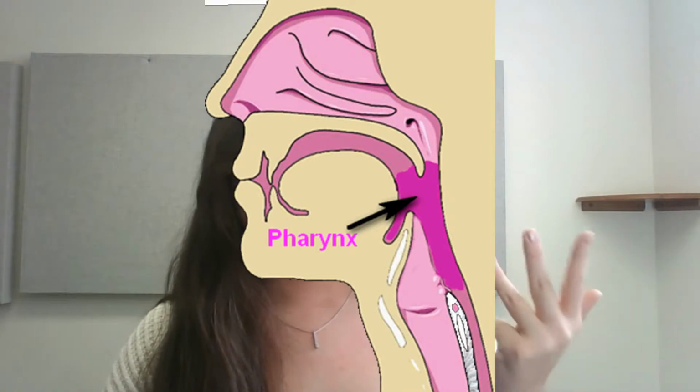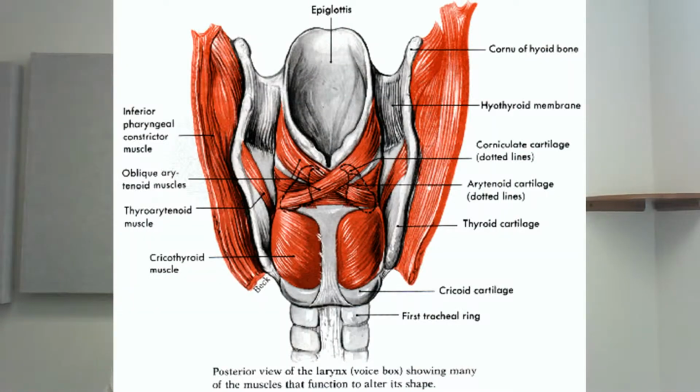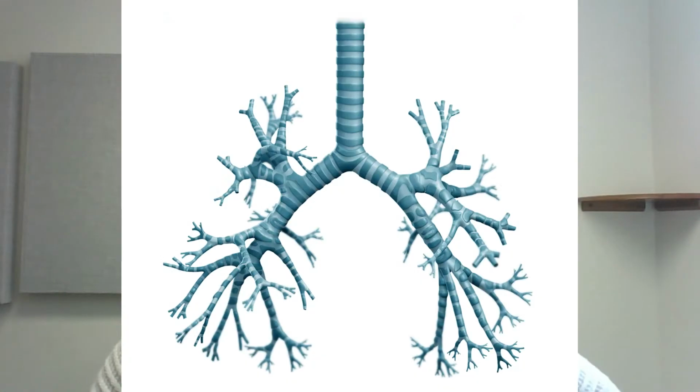After inhalation, our air travels to the pharynx, which has 3 parts: laryngeal, oral, and nasal. Then it goes to the larynx, which houses our vocal folds, very important, to the trachea, which is made of cartilage rings, and then the bronchial tree, and finally to the lungs.